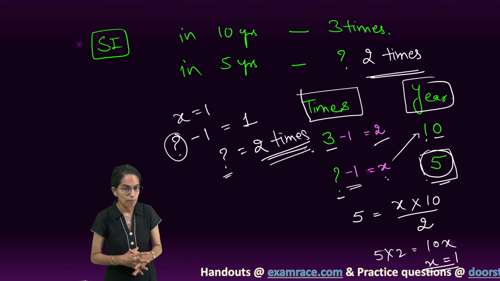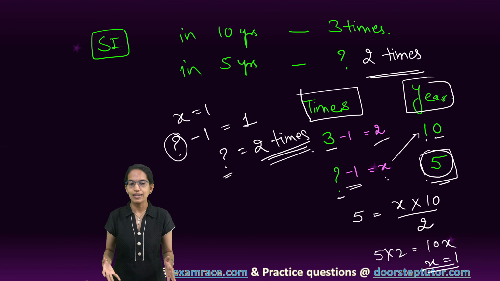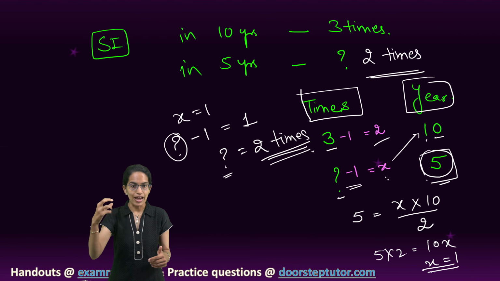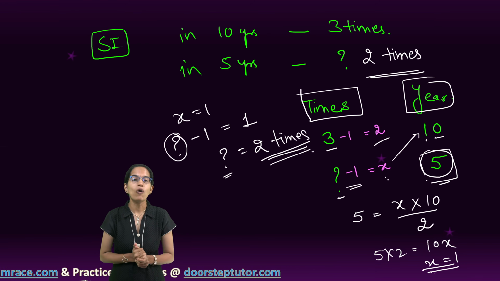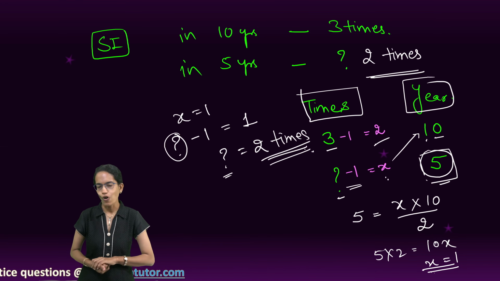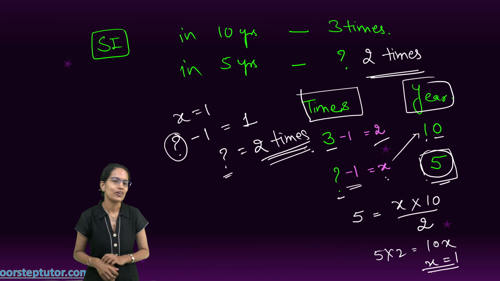Now when it comes to compound interest, it looks more complicated because the values go in exponents, and therefore we do have a short trick for compound interest as well. Stay tuned.